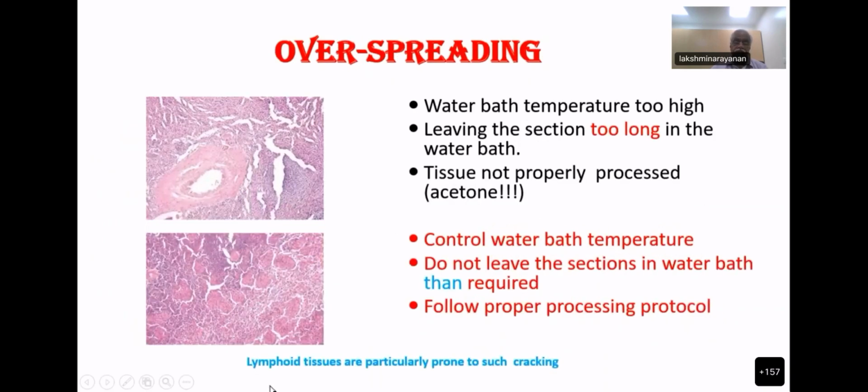Then overspreading. Again, this happens, and lymphoid tissues are particularly prone to such cracking. That means the water bath temperature has to be controlled. Don't leave the sections too long in the water bath. And if the tissue is not properly processed, then also this can happen.